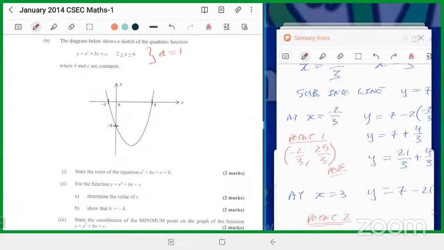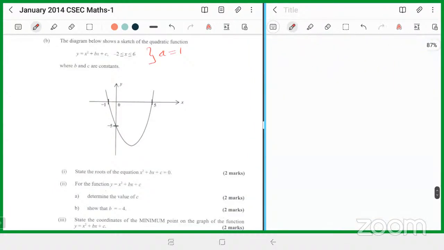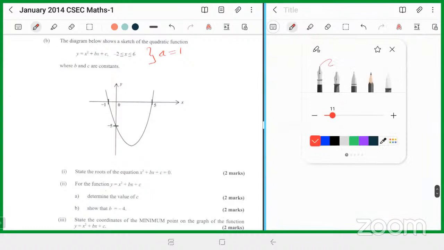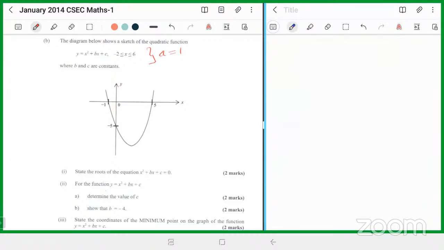Let me write it up over here. So from that equation, we can clearly see the roots. It's like we're working from the roots of the function again. So the roots are x equals -1 and x equals 5. Those are the roots from this equation. So we know the roots. We can see them on the graph.